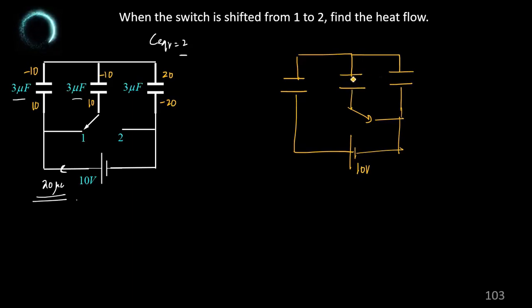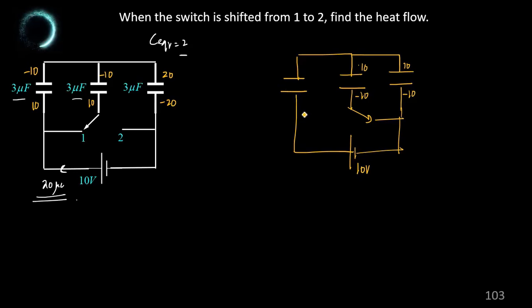So here the charge will be how much? It should be plus 10 here, plus 10 here, and minus 10, minus 10 on the other plates. And this capacitor, which is in series with the other one, now becomes plus 20 and minus 20.